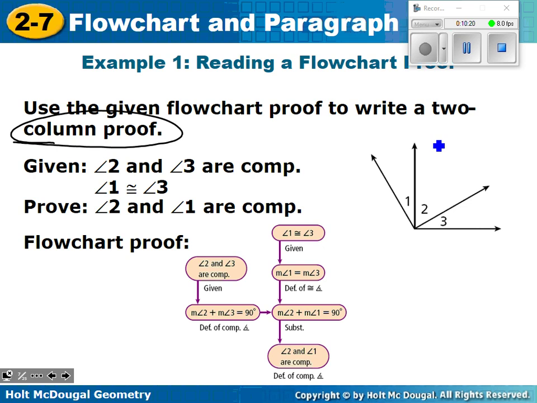Where do we have to go next? Down. Again, we can't go to the right yet because we haven't figured out this next statement. And notice what they said next. If they're complementary, then that means they add to equal 90 degrees. So the measure of angle 2 plus the measure of angle 3 equals 90. And the reason is definition of complementary.